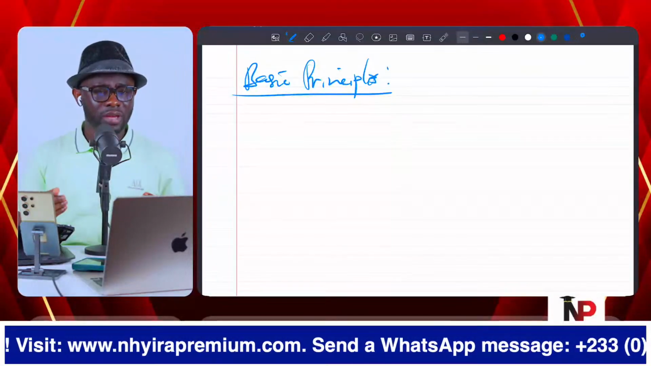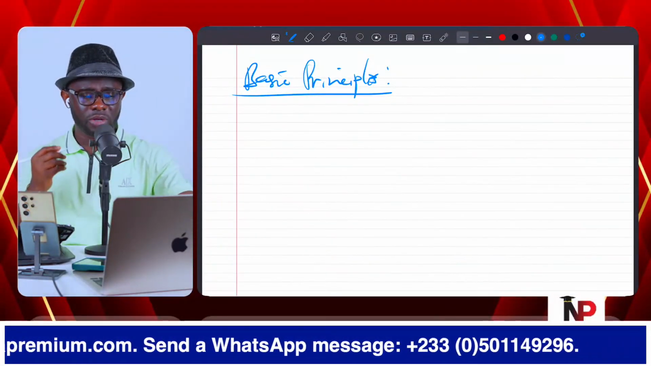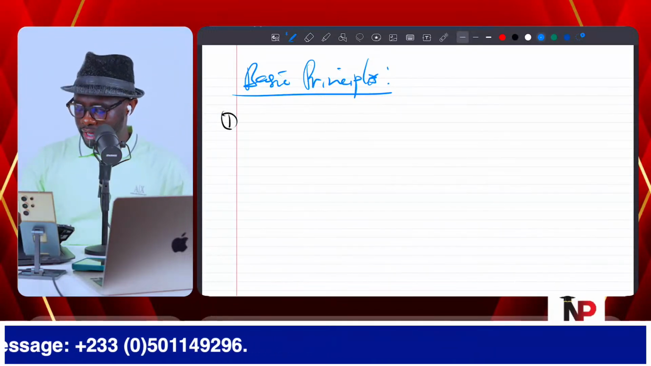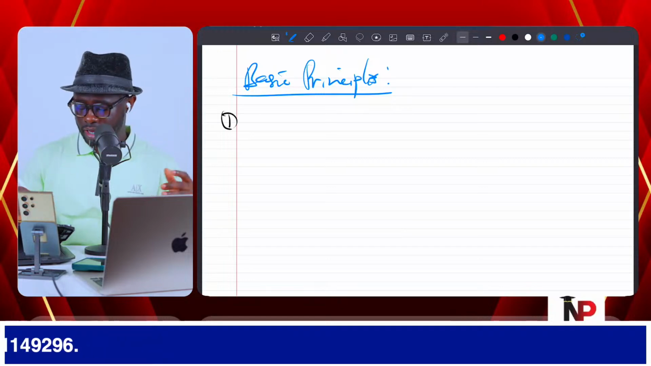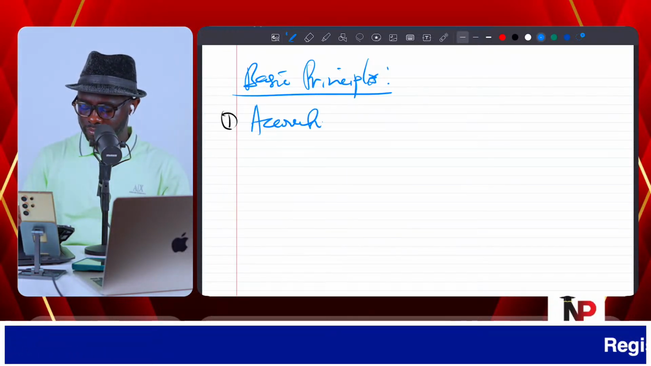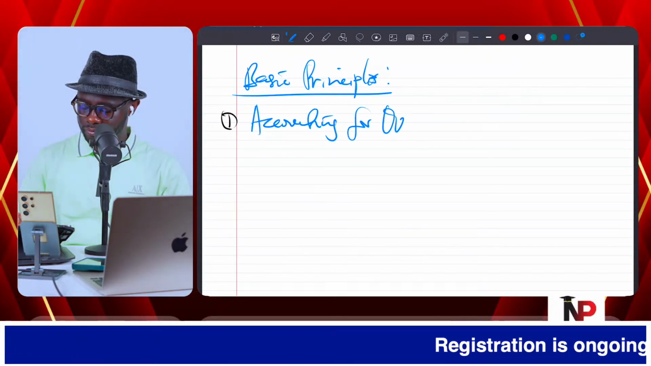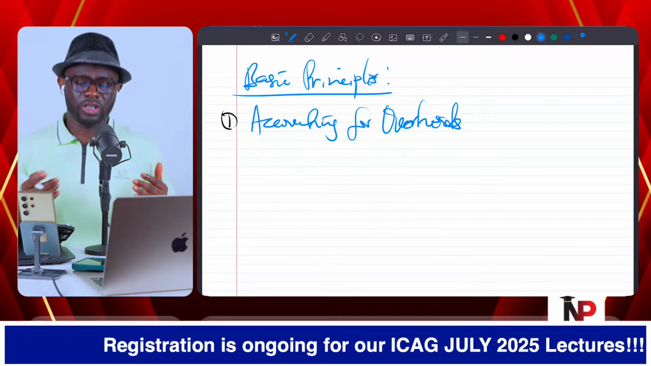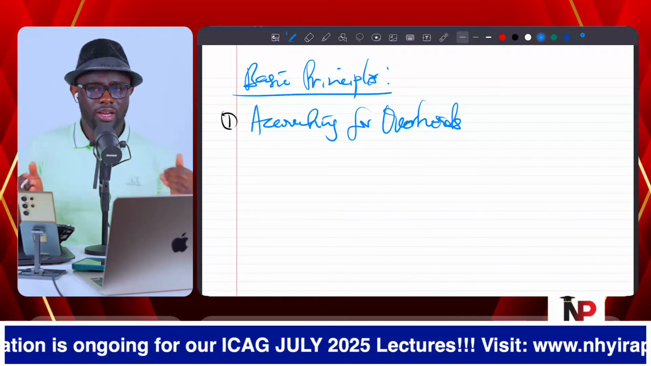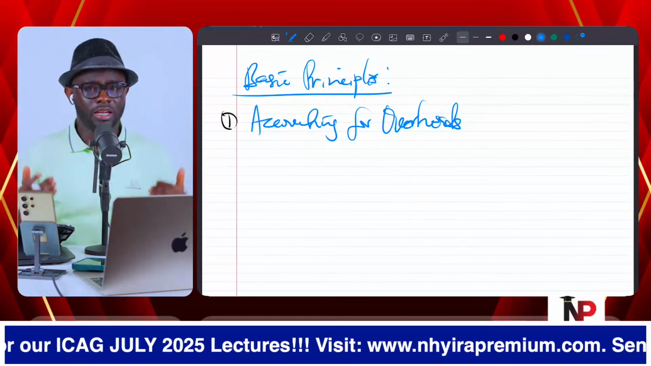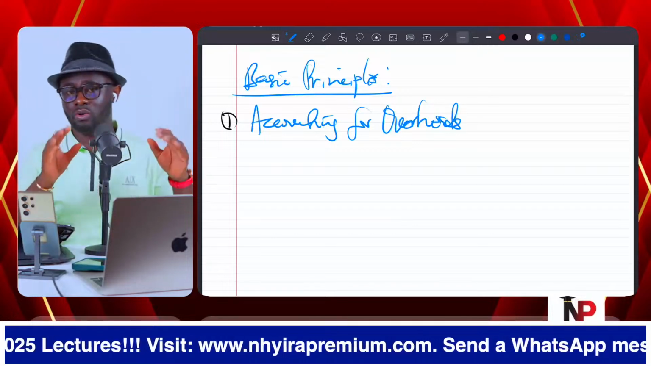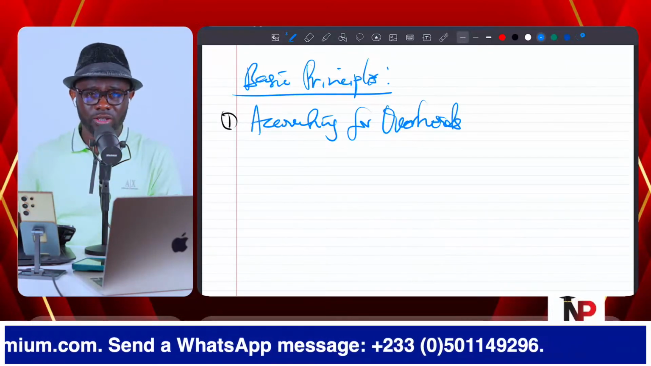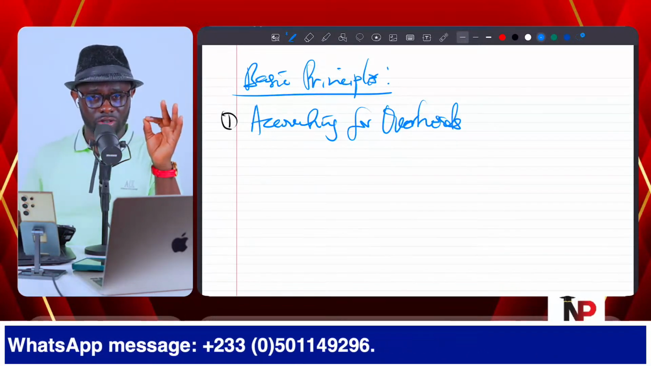So what are these basic principles or topics that we must know about when it comes to management accounting? The first one is what we refer to as accounting for overheads. This is important because it is going to be running through variance analysis, and the preparation of the cost sheet and cost card. So accounting for overheads and absorption of overheads is a fundamental topic you must know about.